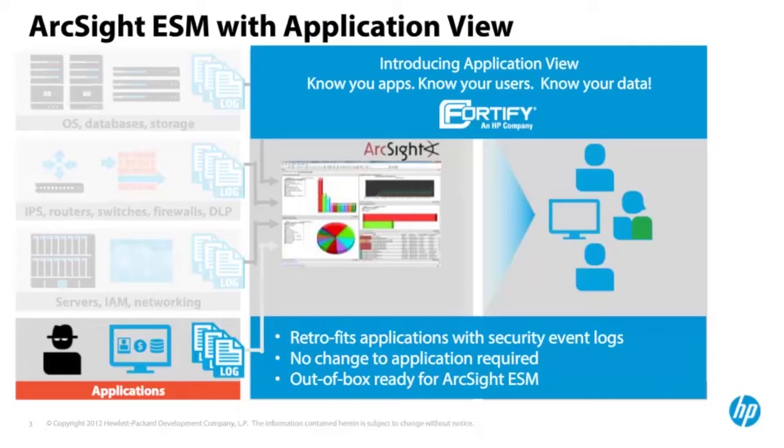HP ArcSight ApplicationView is really the solution to get visibility into the applications running on your infrastructure. It's an end-to-end solution where the applications are retrofit with security event logging. That does not require a single line of code change to the application. It's enough to just add a runtime agent to the application that you would like to retrofit.